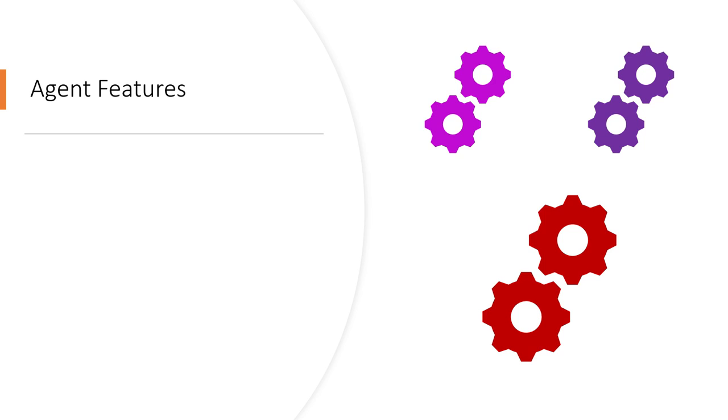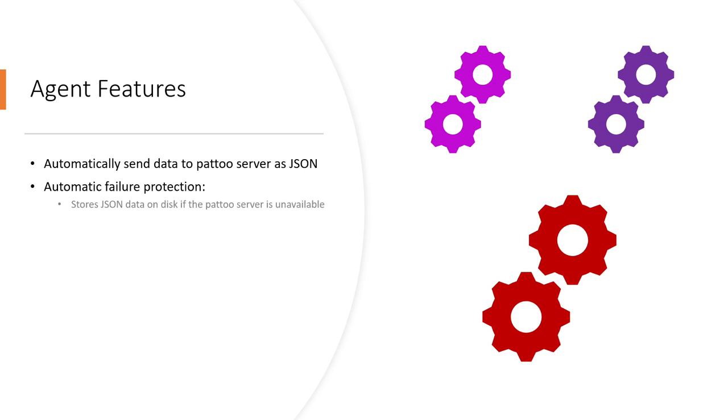Now, I want to talk about some of the agent features that happen behind the scenes. Firstly, they automatically send data to the Pattoo server as JSON. And there's automatic failure protection. The JSON data is stored to disk if the Pattoo server is not available. And so when the server returns, the agents automatically detect it on the next time that they do their polling and then send the data to the server.